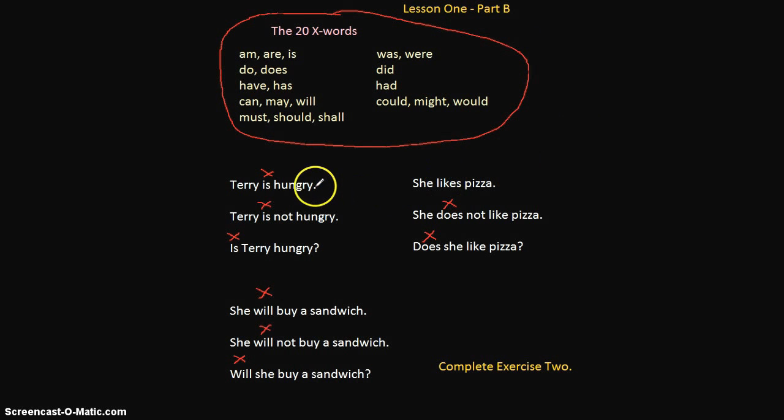And when we have sentences, we can show the X word places by drawing an X over the X word. Please go back to exercise 2 now, and let's find all the X word places in the sentences. When we're done, we'll check it over and we'll move on to our next step.